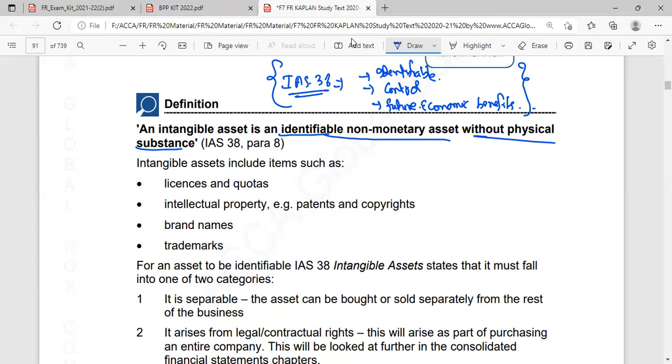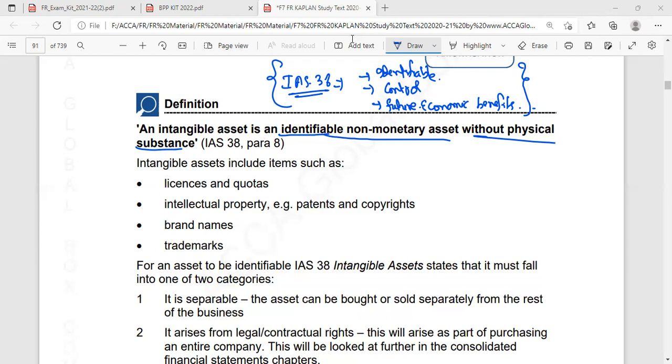So the best examples of intangibles are what? Patents, technology or computer software, trademarks and copyrights, formulas and goodwill, franchise agreements. These are all covered under intangibles. So here we use the word identifiable. How can we identify it?